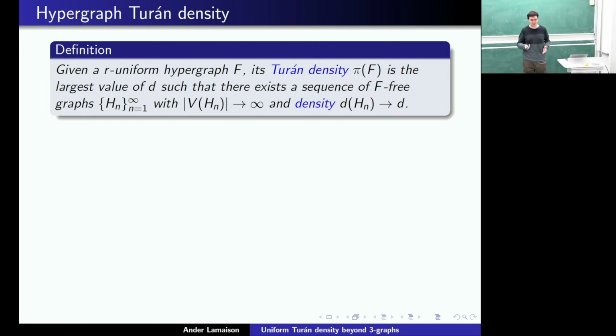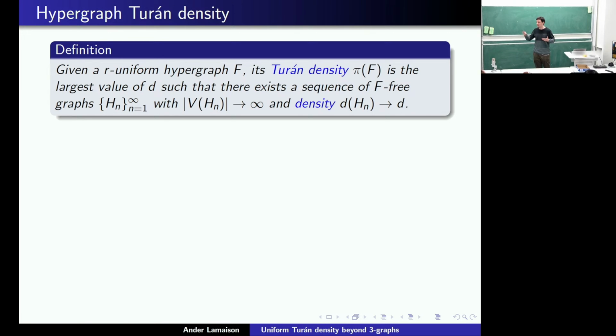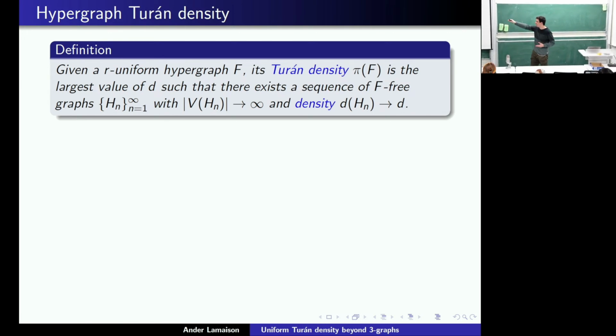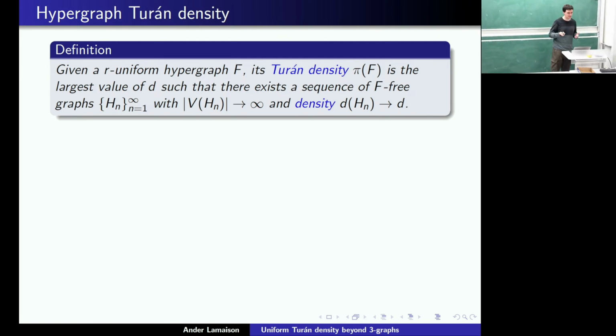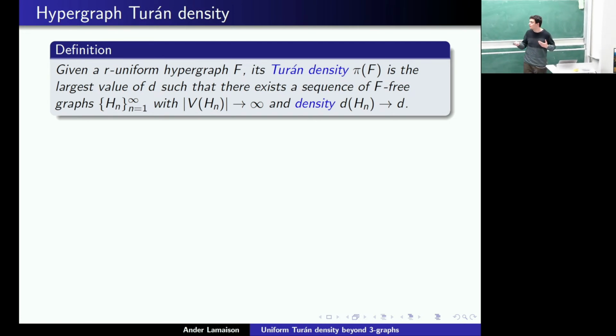So given some hypergraph F, the Turán density is the largest value of D, such that if we have a large hypergraph which has density more than D, it contains F. It's the largest density of a hypergraph that does not contain F as a subgraph. And the density of a hypergraph is the proportion of the r-tuples of vertices which do become edges of the hypergraph. So this is a very well studied concept, very old.